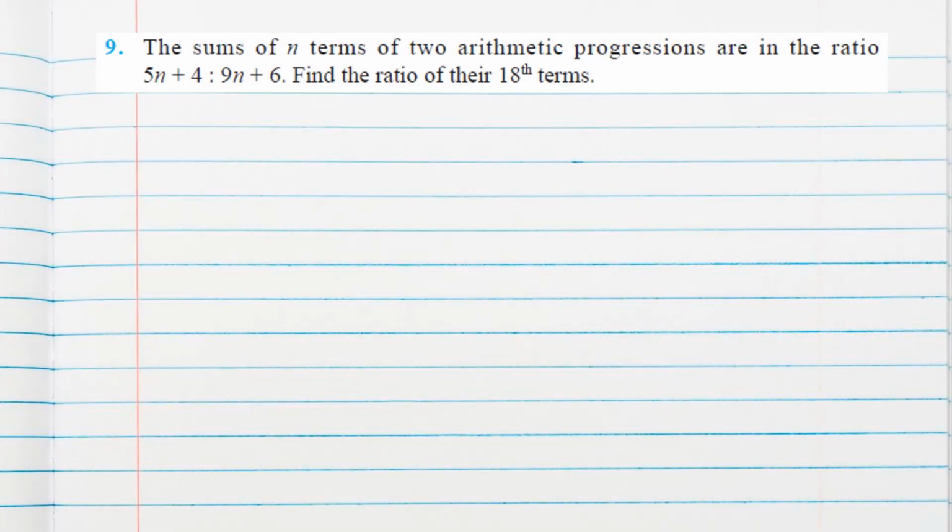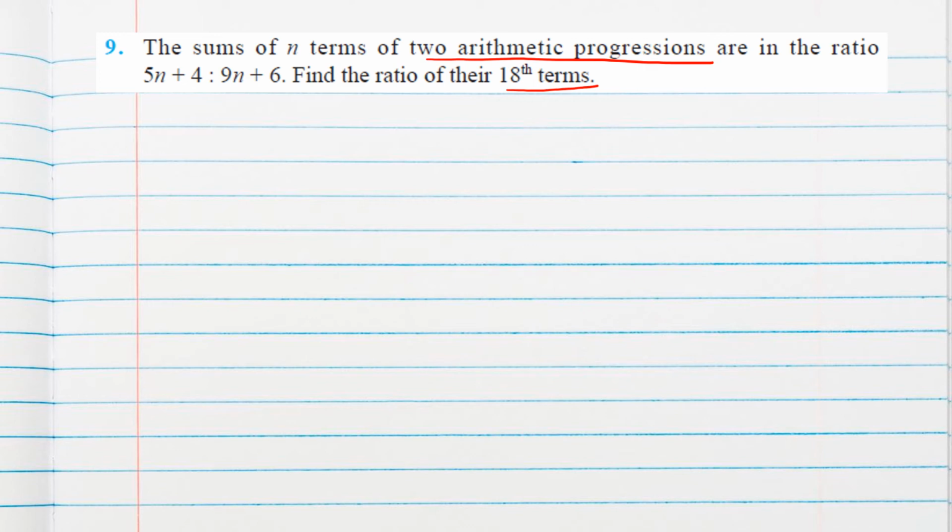Question number 9. The sum of n terms of two arithmetic progressions are in the ratio 5n plus 4 is to 9n plus 6. Find the ratio of their 18th terms. So two APs are given here. Sum of n terms means, suppose, Sn for the first AP divided by Sn for the second AP.